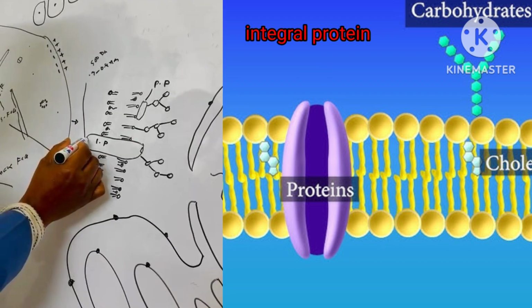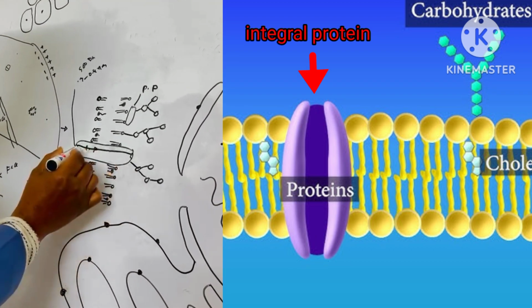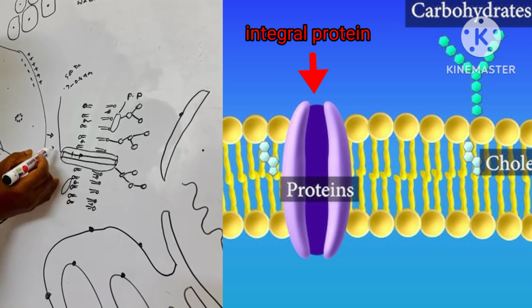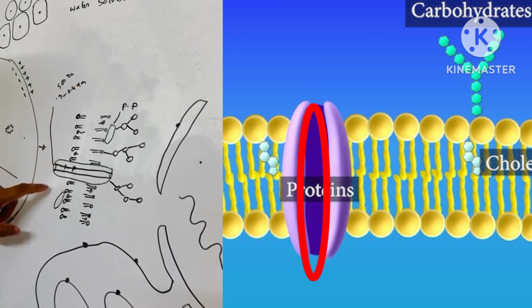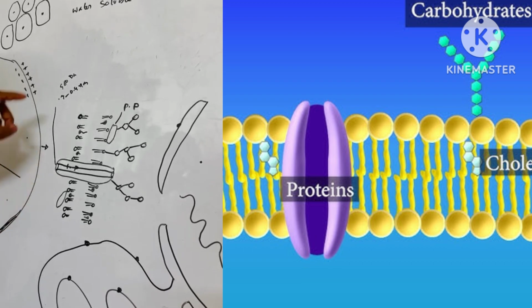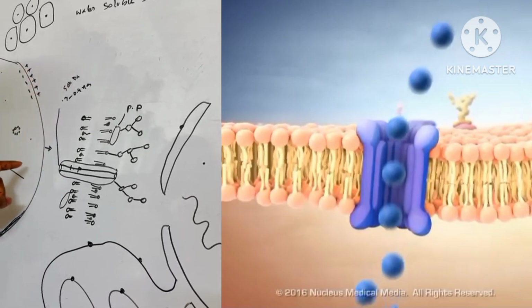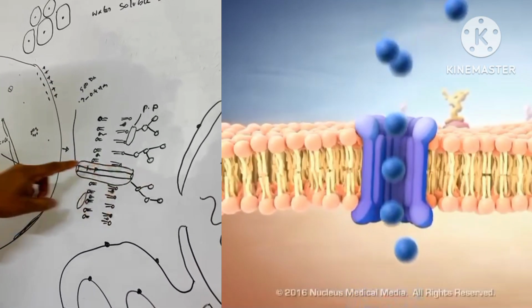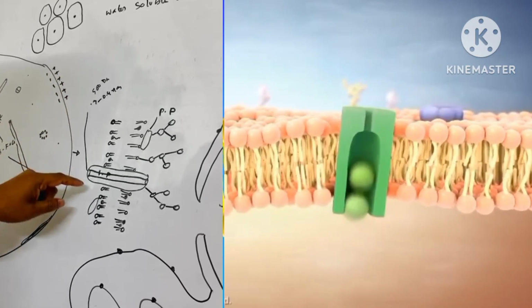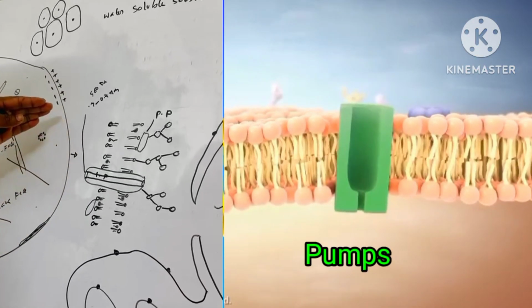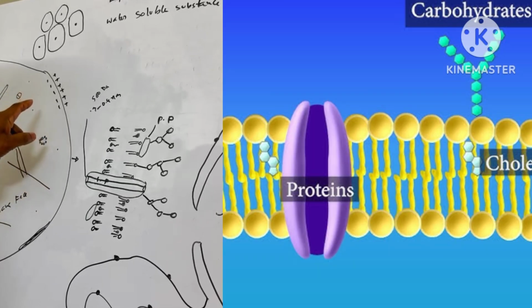Integral protein has a channel or tunnel. The diameter of the channel or tunnel is 0.3 to 0.4 nanometer and molecules less than 500 Dalton can easily pass through this channel or tunnel. Larger molecules are exchanged by either pump or endocytosis or exocytosis.